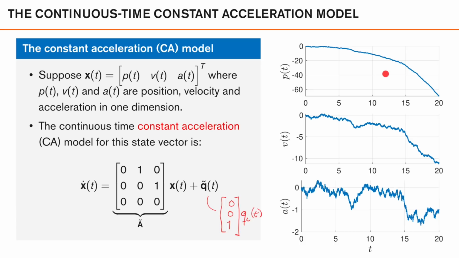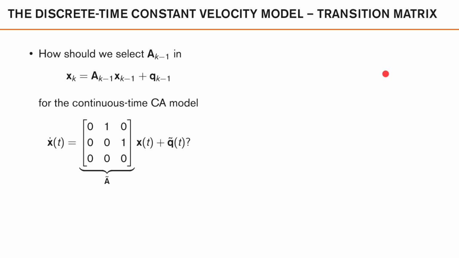So, when should we use this model? Well, compared to the constant velocity model, which could be applicable in highway scenarios at cruising speeds, the constant acceleration model would be better suited for when the vehicle's entering the highway and accelerating up to the speed on the highway. So, now that we know the continuous time constant acceleration model, how should we select the transition matrix A_{k-1} in our discretized version of this?